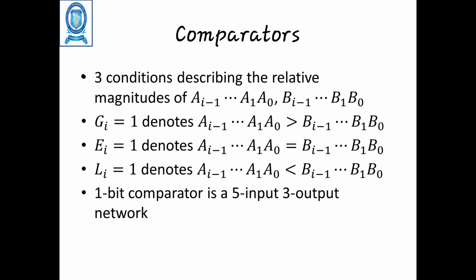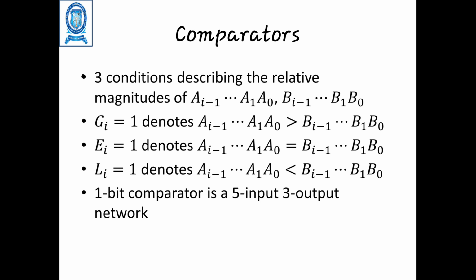Here let us consider three conditions describing the relative magnitudes. One is the magnitudes A i minus 1 down to A0. Simply, we can say A0, A1, etc. up to A i minus 1. For the B input, B0, B1, etc. up to B i minus 1. For a 4 bit comparator it means B0, B1, B2, B3, and for a 3 bit comparator it means A0, A1, etc. up to A2.